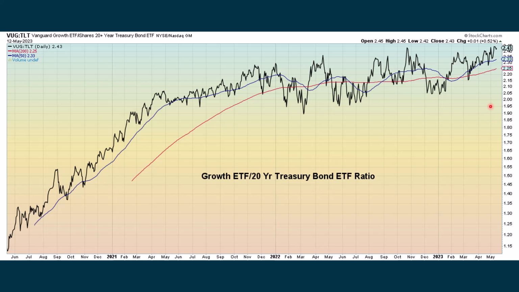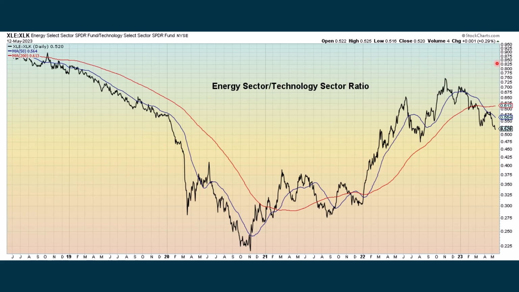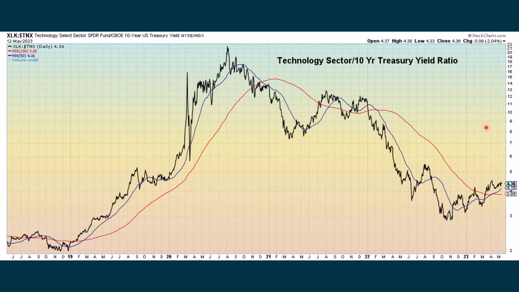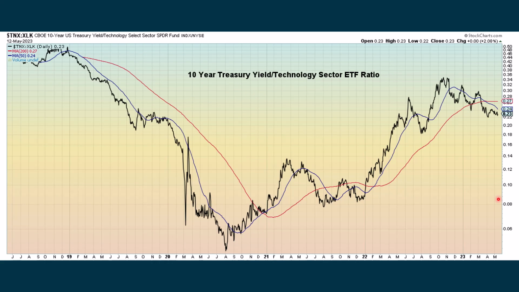Then some other areas. We compare growth, which means growth stocks, with treasury bonds, which are government bonds, and growth has been outperforming bonds. We look at the energy sector and compare it with the tech sector, where energy is starting to show some weakness. We've seen a recent death cross with this ratio. The tech sector is finally starting to move up faster than interest rates. And here's an inverse of that same chart showing how the 10-year yield has been going down compared to the tech sector.